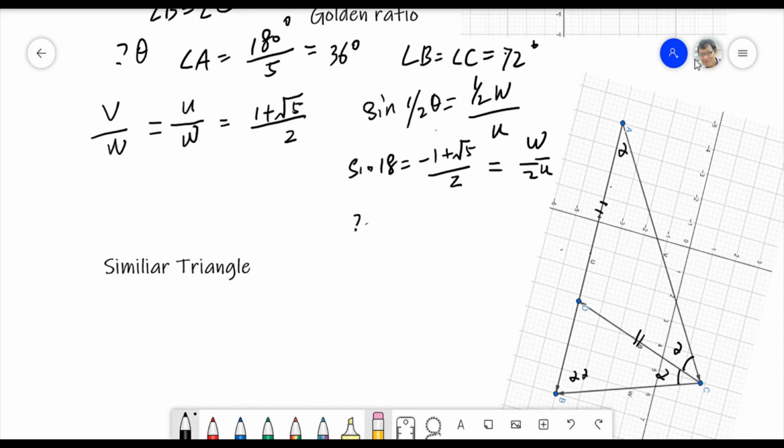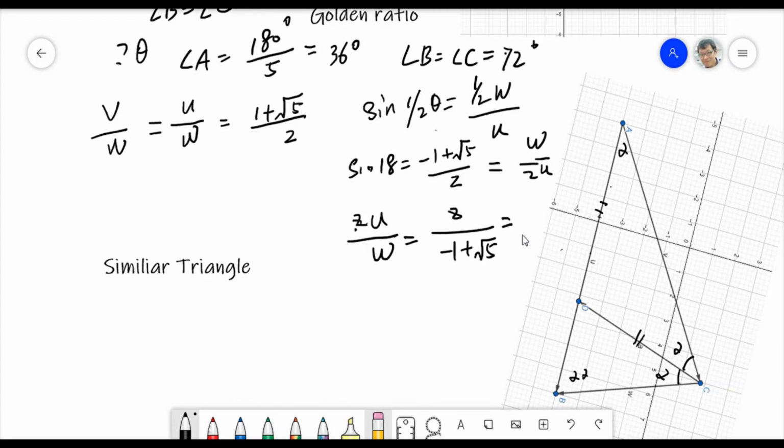So 2U over W is equal to 2 over -1 plus square root of 5, right? So this can be cancelled. So U over W here is equal to 2 over -1 plus square root of 5. Is this the same as 1 plus square root of 5 over 2? I think it's the same. We just need to simplify this one, okay?